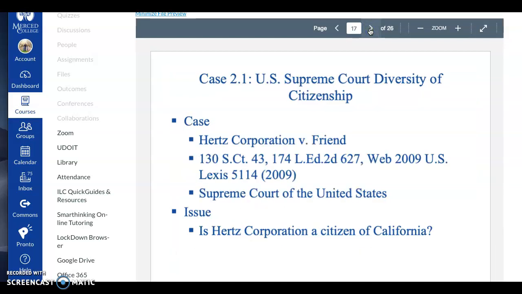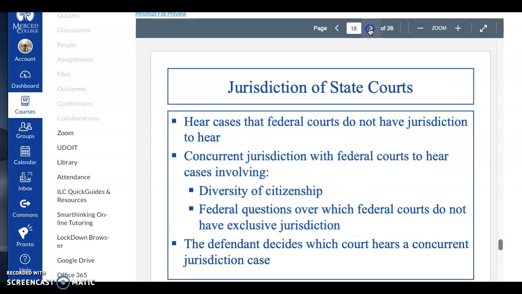Okay, so your book has the case of Hertz v. Friend. You're going to cover that in your case brief, so I'm interested to see what you think of that one.